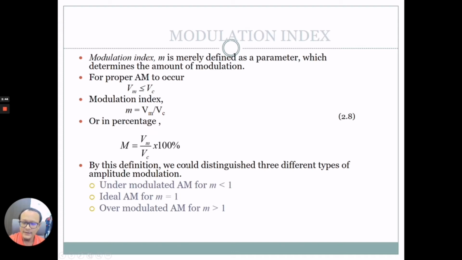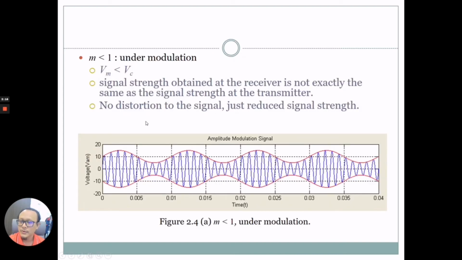So by this definition, we could distinguish three different types of amplitude modulation. We're going to discuss under modulation, where M is less than 1, ideal AM for M equal to 1, and over modulated AM for M above 1. So let's look into these conditions. The first condition is M less than 1, and we know that Vm should be less than Vc. So M less than 1 is under modulation.